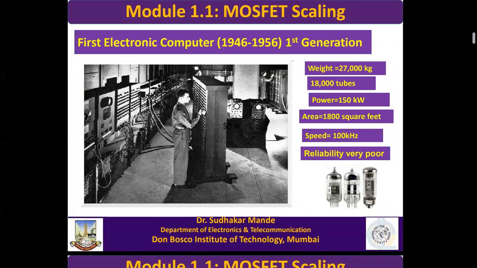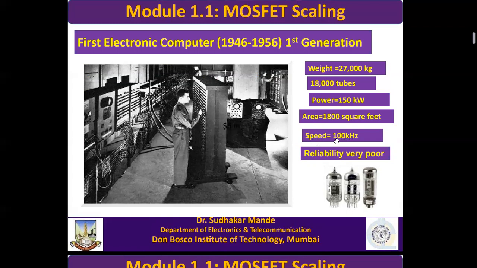And if you want to know the specifications of this computer, the weight was 27,000 kilograms. 18,000 tubes were there, 18,000 devices. It was consuming power of 150 kilowatt. You can imagine how much power, 150 kilowatt. Then its area was 1800 square feet, which is a very large area. Our classroom is about 56 square meters, and if you convert that into square feet, you need to multiply by 10, that is about 660. So you can say that the space occupied by the first generation computer was about 3 classrooms.